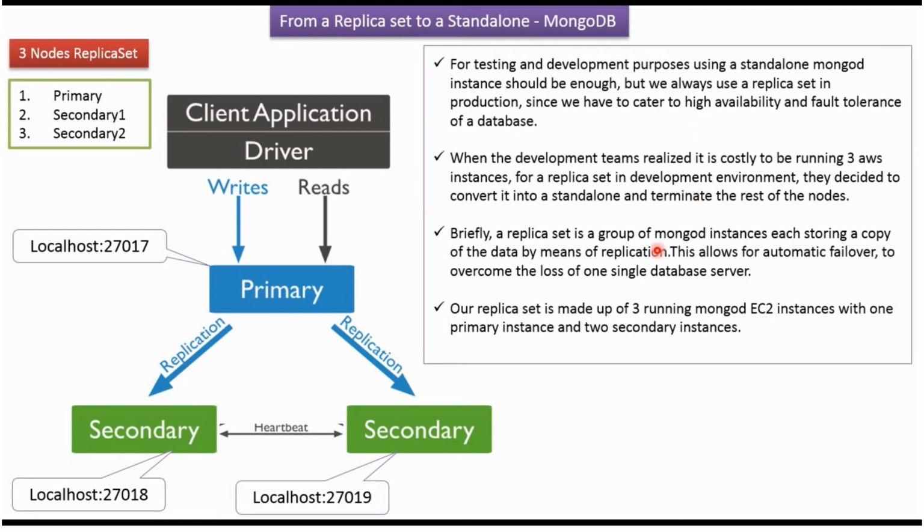A replica set is a group of MongoDB instances, each storing a copy of data by means of replication. This allows for automatic failover to overcome the loss of a single database server. And here you can see the primary server and two secondary servers. In a replica set, a total of 3 servers are there.